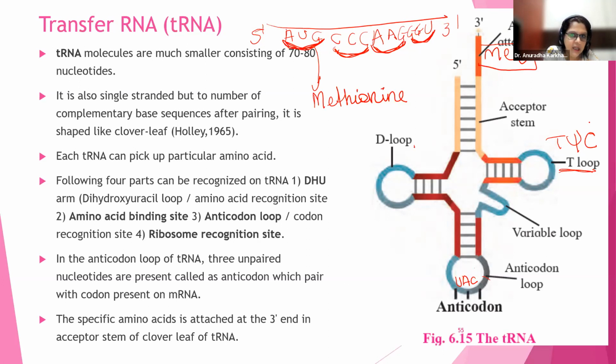The specific amino acid is attached at the 3' end in the acceptor stem of the cloverleaf of tRNA. Now you know which is that specific amino acid. So the amino acid will be decided by the sequence of codon. Okay?